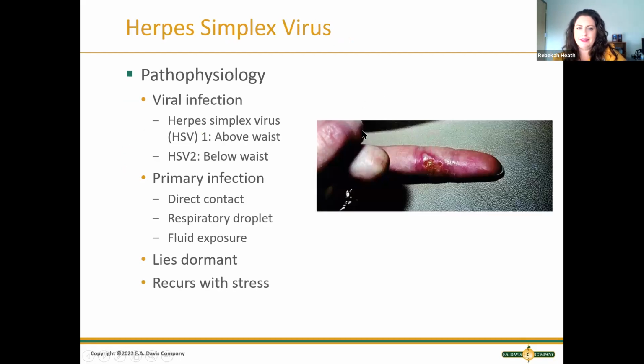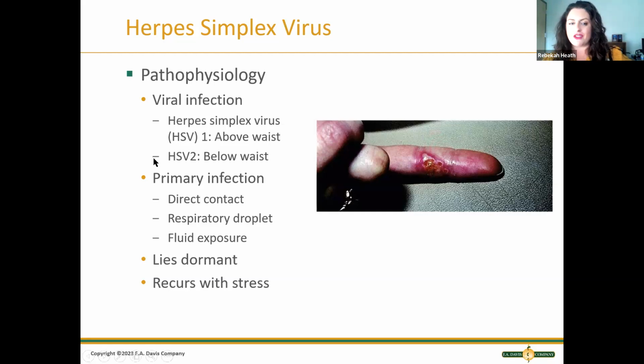Okay, moving on. Herpes simplex virus. So that is a viral infection. When we talk about herpes simplex, 1 is above the waist. 2 is below the waist. So maybe you have a patient that has a herpes infection, it's going to be important that you know, is it 1 or 2? Because with 1, you're going to be looking up here. With 2, you're going to be looking down there.